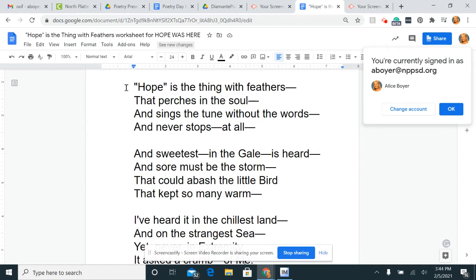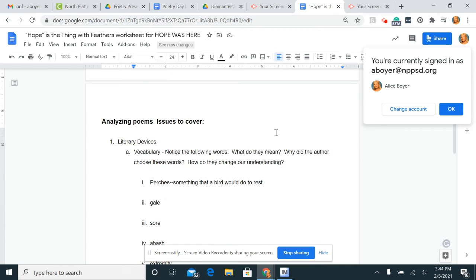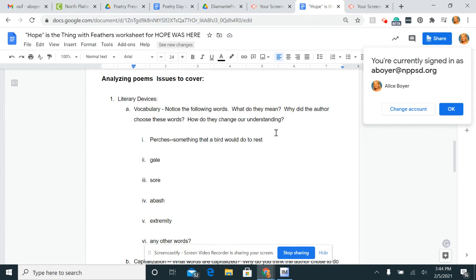It also has hope that's in quotation marks, and it's got all these dashes that show us that we need to take a prolonged pause, a little bit longer pause. Okay, so when you're working on the worksheet, the first thing that you want to do is look at the vocab. Okay, and you can just Google these.